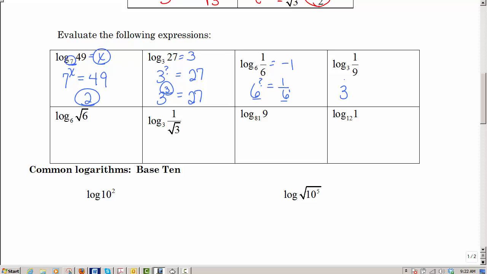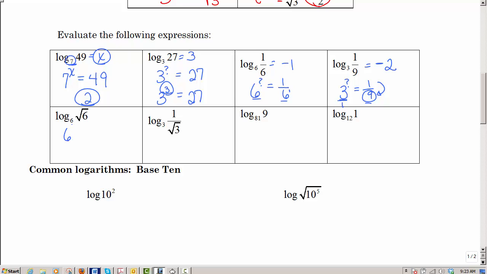So here we have 3 raised to what power is 1/9. Again, we have a reciprocal, so we know the answer is negative. And then just look at 9 and say, all right, 3 to what power is 9? 3 squared is 9, but we need to make it negative because the 9 was in the denominator and the 3 is in the numerator. That's like 3 over 1.